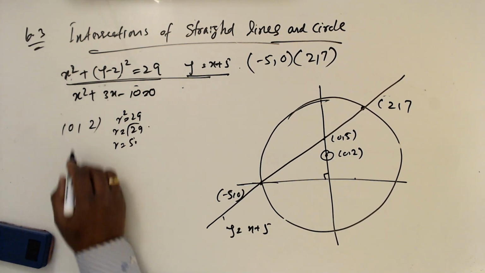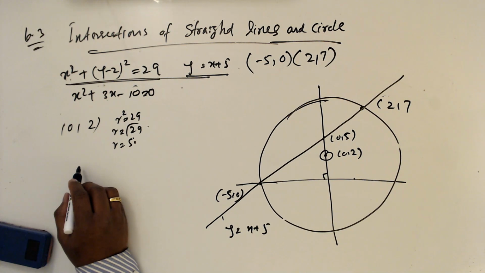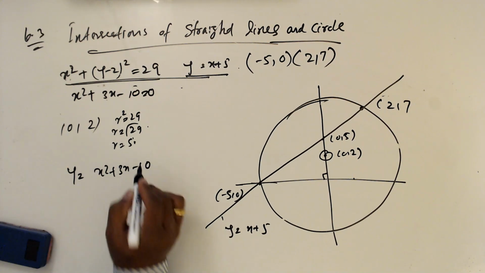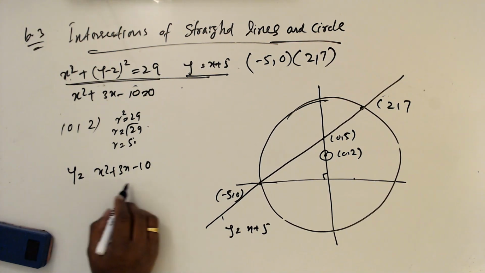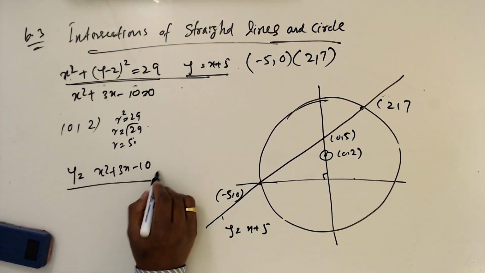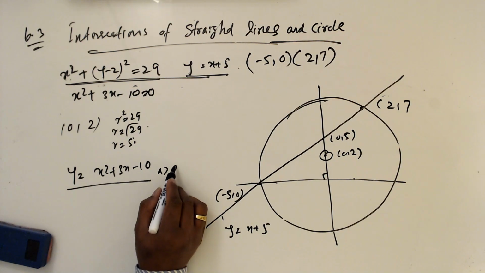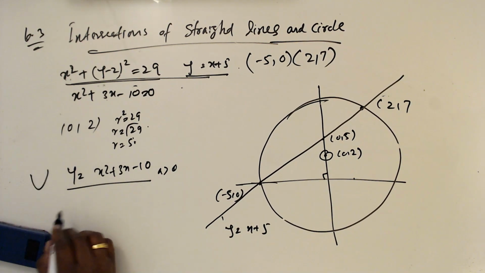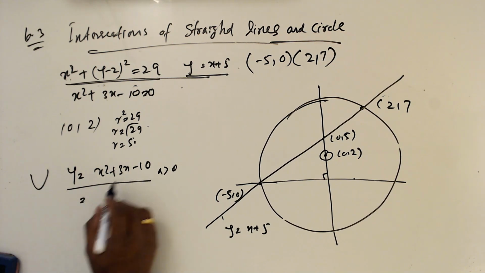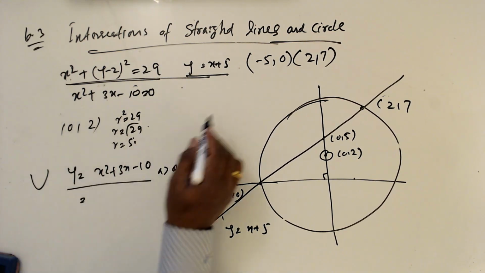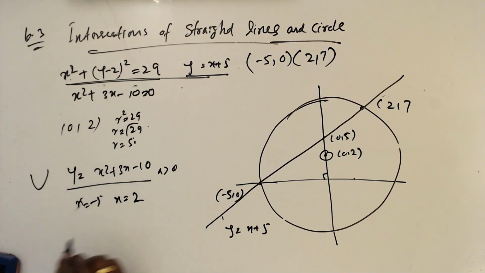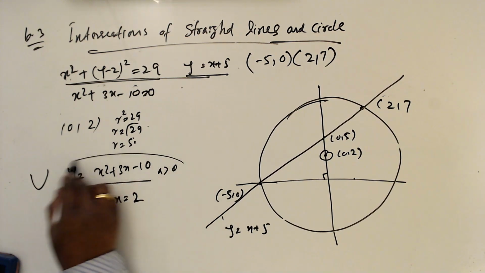Now, what is this equation? Y equal x square plus 3x minus 10. So this is a quadratic equation, and a greater than 0, it has a minimum, and the roots are x equal minus 5 and x equal 2. So I'm going to draw this curve now.